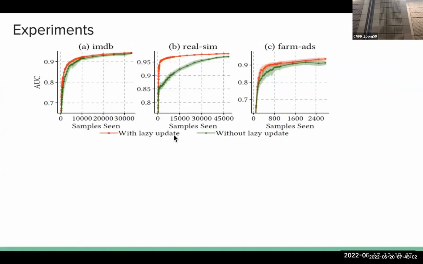You will see now, with the lazy update, the stochastic proximal algorithm performs very stably and converges faster than without the lazy update, which is consistent with other observations in the online learning community.